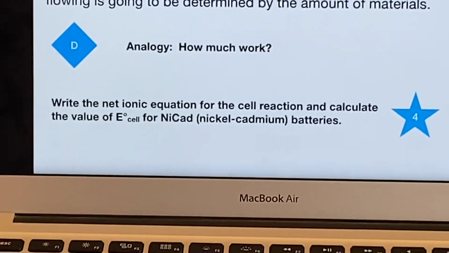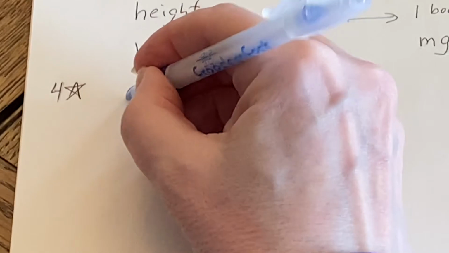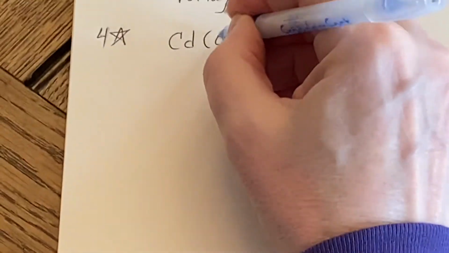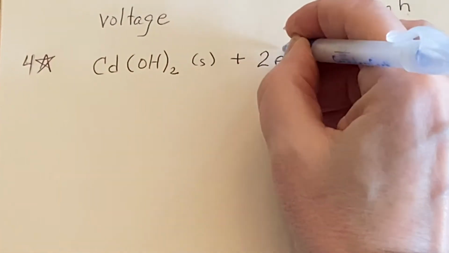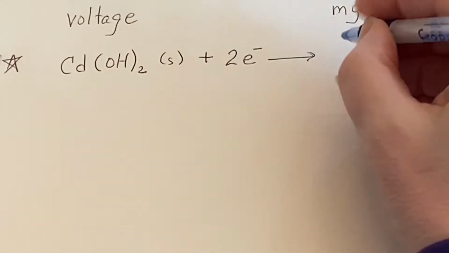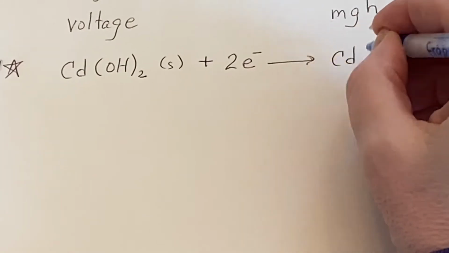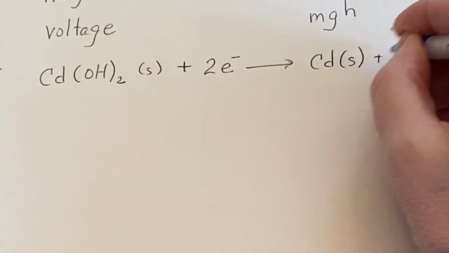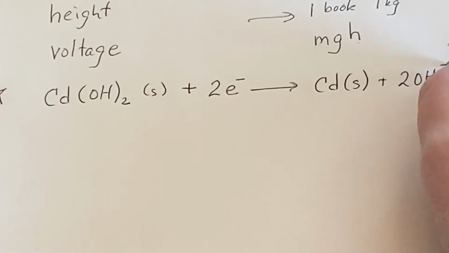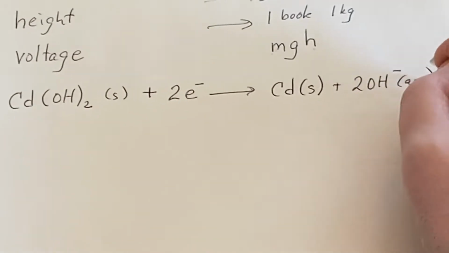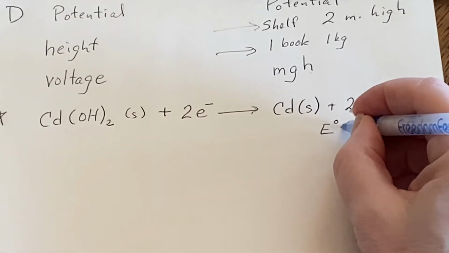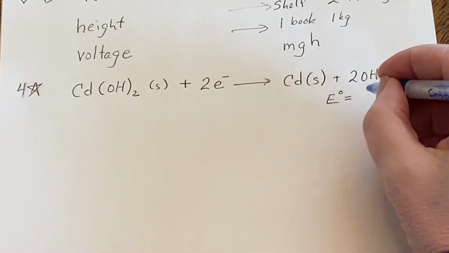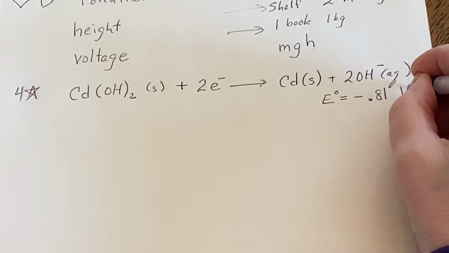Well, when we do that, we will find out that one of the things happening inside is that cadmium hydroxide, which is a solid, is picking up some electrons so that it can turn into cadmium as a solid and 2 hydroxide in an aqueous solution. And we have to remember that we're interested in these standard reduction potentials, negative 0.81 volts.